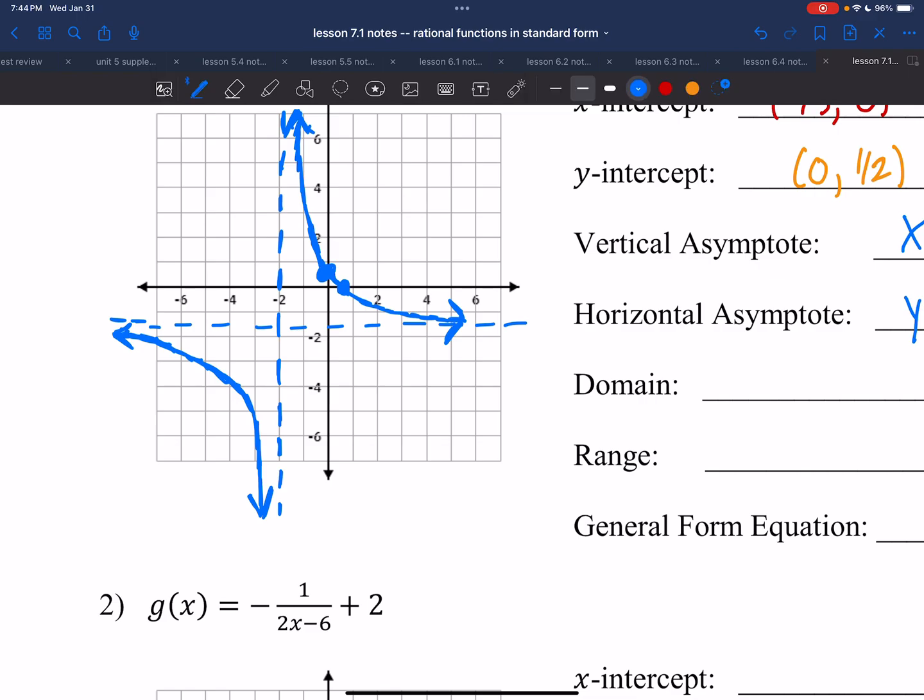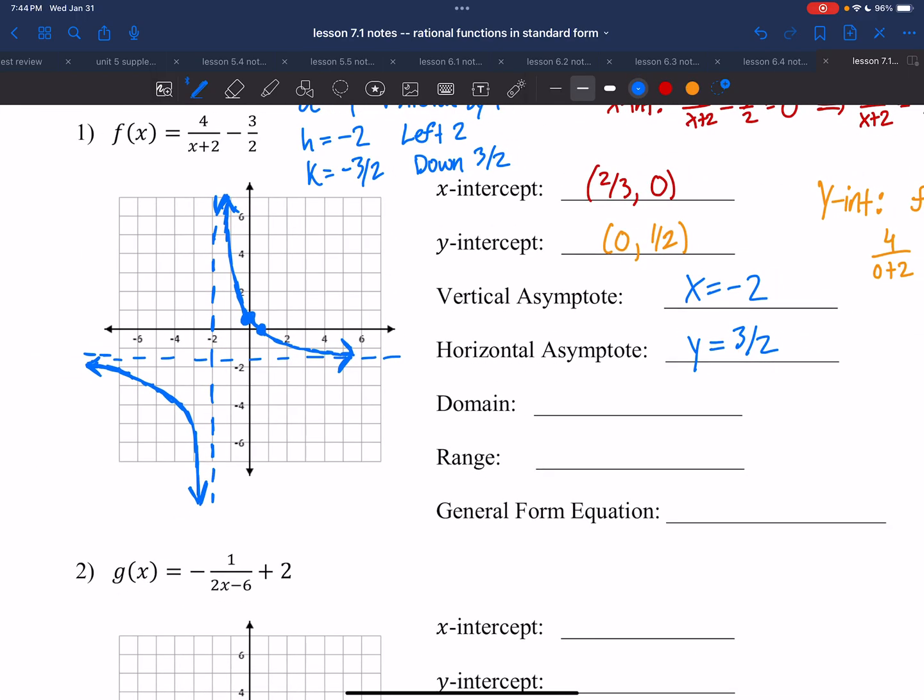Okay. Our domain is not including -2, so we will skip over that. It's the set of all real numbers, not including -2. And the range is all real numbers, not including 3/2. And so I'm writing what I'm writing and saying it verbally.